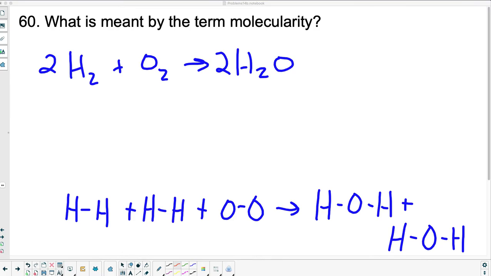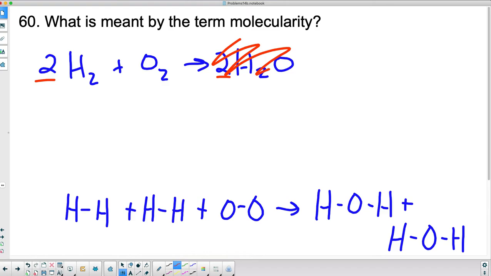Molecularity, you see I have an example here. The example is H2 plus O2 yields H2O. After I balance the equation, I end up with a 2 in front of the H2 and a 2 in front of the H2O. As far as molecularity is concerned, none of this makes any difference after the arrow. It's all about what's going on in front of the arrow. So once I balance the equation, I can ignore the products completely.